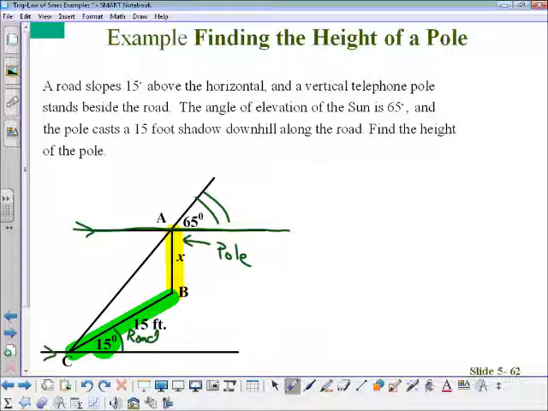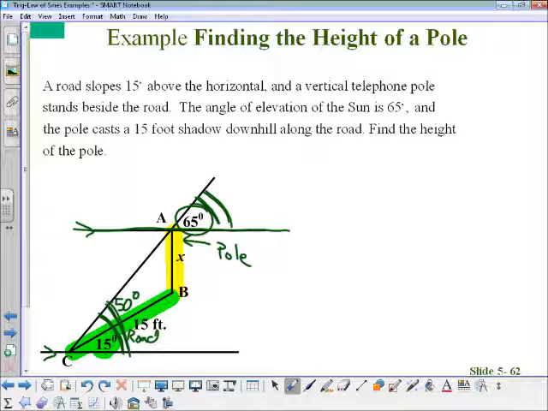Okay, this allows us to make a few deductions. So if this angle is 65 degrees up here, these are same side angles, two parallel lines cut by a transversal. So this big angle from where the road would be horizontal all the way up to the sun's angle of elevation would have to also equal 65 degrees. So if this bottom part is 15, that tells us this angle in here is 50 degrees, because 50 degrees plus 15 degrees equals 65.